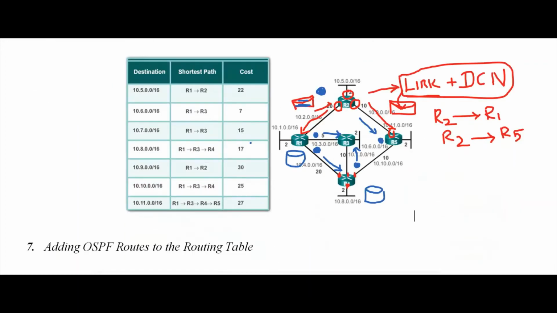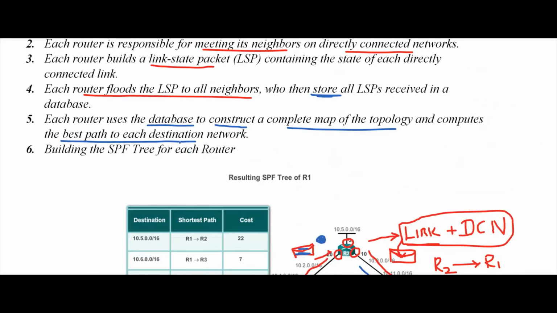So for example, you take R1. R1 is getting the LSP of R2, the LSP of R5, then R4 LSP, R3 LSP, all LSPs available with R1. Now this is going to make a table. Then it is going to calculate the best path for all the networks. What will be the best path? So R1 is going to calculate. Same thing, every router will do it. So they are going to construct a complete map of the topology and compute or calculate, you can use any word, the best path.